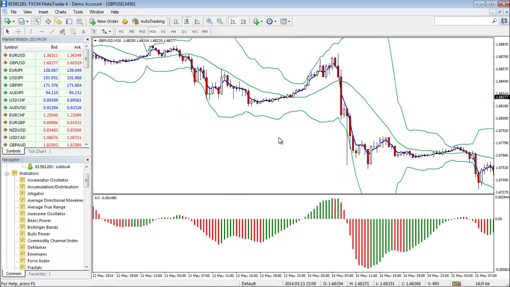So this is called the Neptune system, and we are using 3 indicators here. One is a 3 exponential moving average, another one is a Bollinger Band, and another one is awesome oscillator. So this is a strategy. I hope this strategy is useful for you.